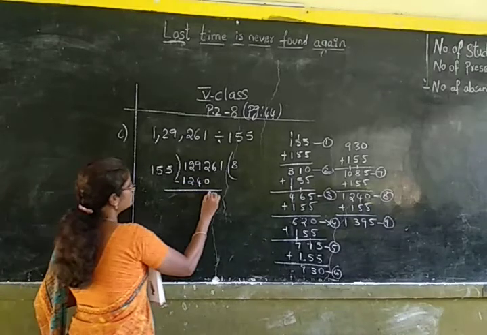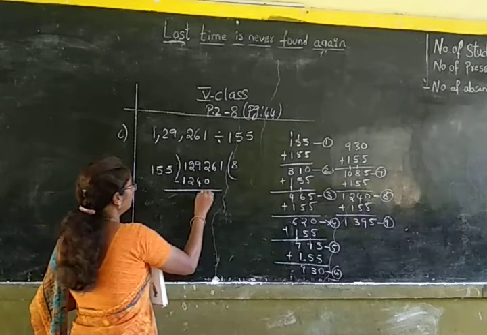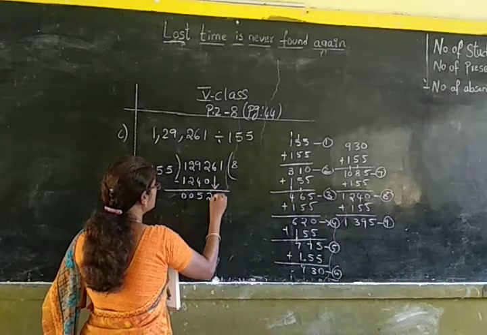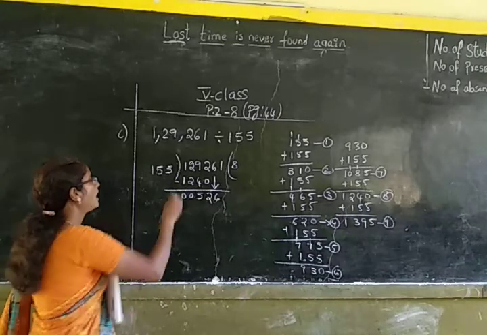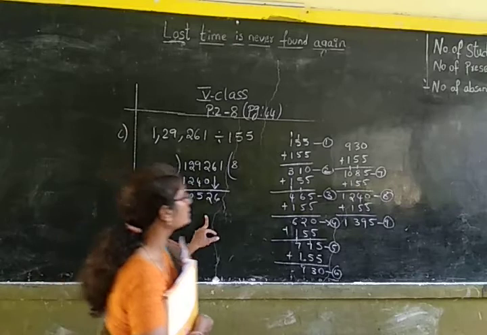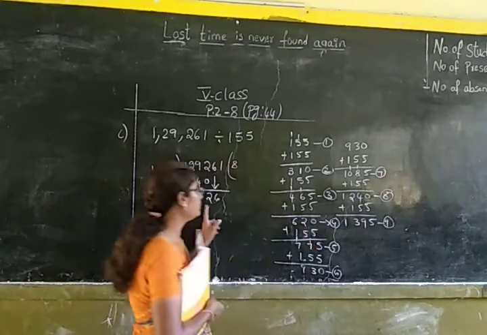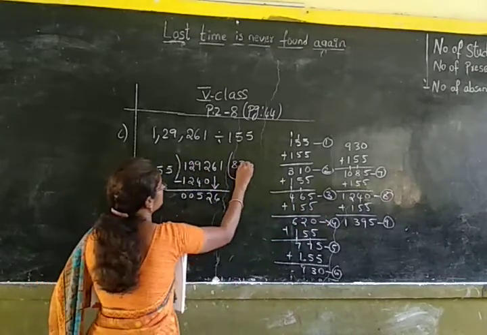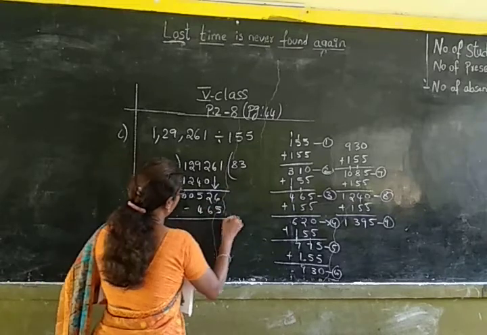2 minus 0 is 2. 9 minus 4 is 5. 0 and 0. Now I am going to bring down 6. 526. Now I have to check how many times 155 goes in 526. If I take 4 times, it will be bigger. So I have to take 3 times, which is 465. Now I have to do the subtraction.